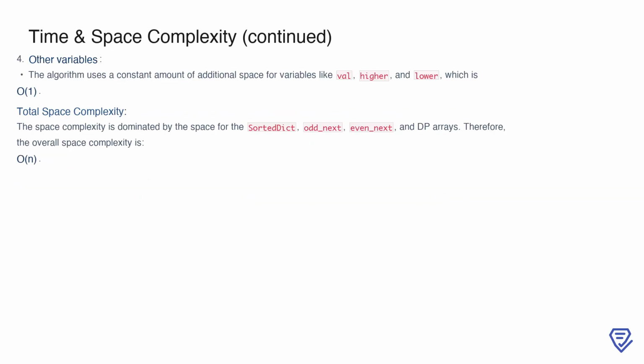Aside from the primary data structures, there are a few auxiliary variables used throughout the algorithm, such as val, higher, and lower. These variables require a constant amount of space, or O(1), as their usage does not scale with the size of the input array. Combining all these factors, the space complexity of the algorithm is dominated by the sorted dict, odd_next, even_next, and DP arrays, each of which scales linearly with the size of the array. As a result, the overall space complexity of the algorithm is n.